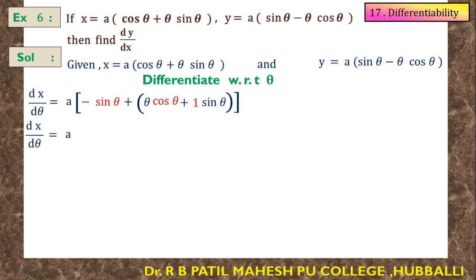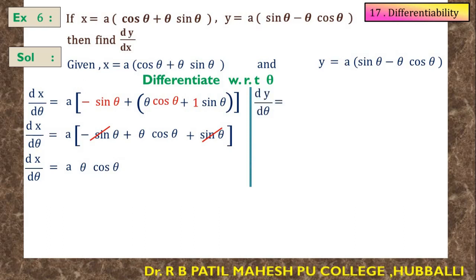Simplifying, you will get a into bracket minus sine theta. So here it is a plus sign. If you multiply through this bracket, the function becomes theta cos theta plus sine theta. Here plus sine theta minus sine theta becomes 0, that is, it cancels, and it becomes a single function, a into theta cos theta. This is the dx upon d theta function.